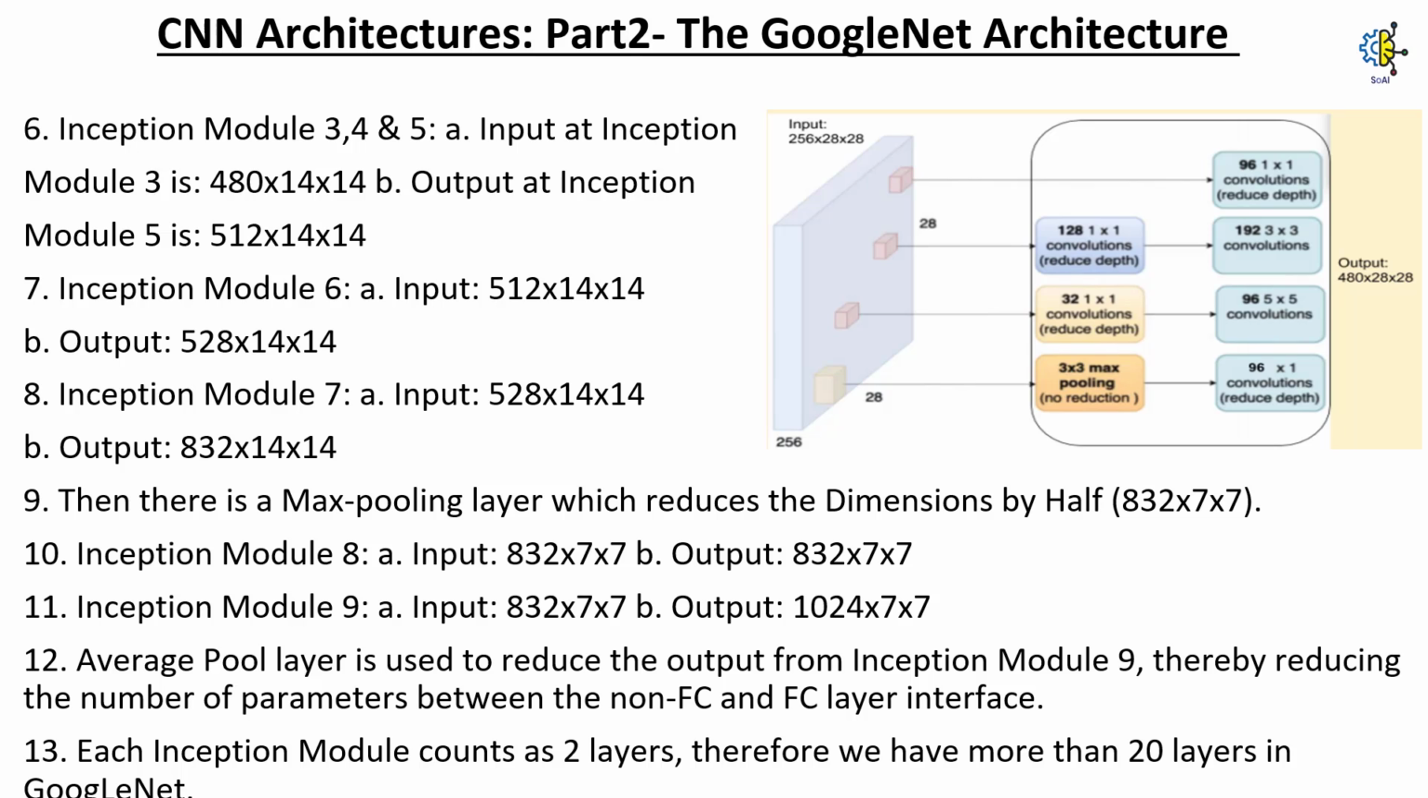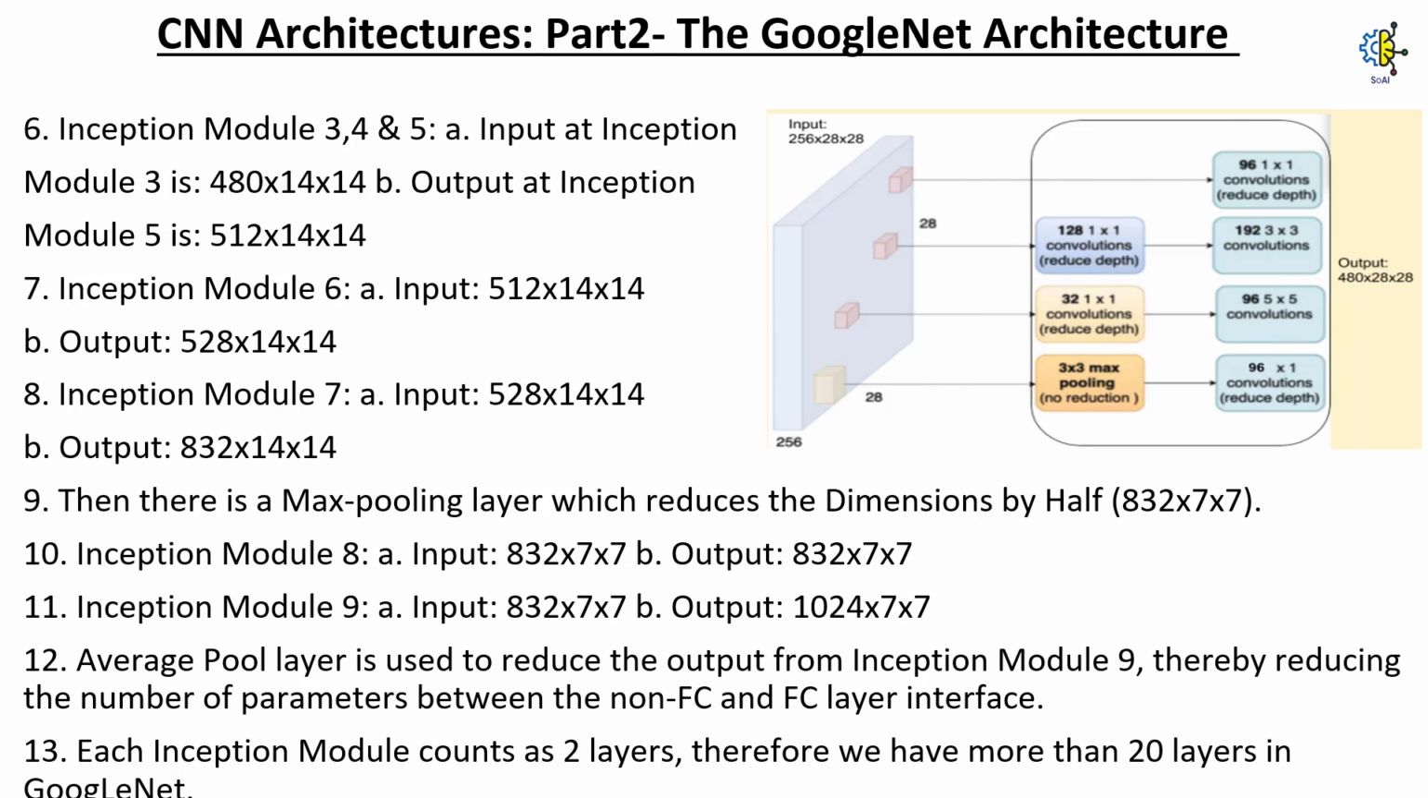Inception modules 3, 4 and 5. Here, the input at inception module 3 is 480 by 14 by 14. The output at inception module 5 is 512 by 14 by 14. For inception module 6, the input is 512 by 14 by 14 and the output is 528 by 14 by 14.